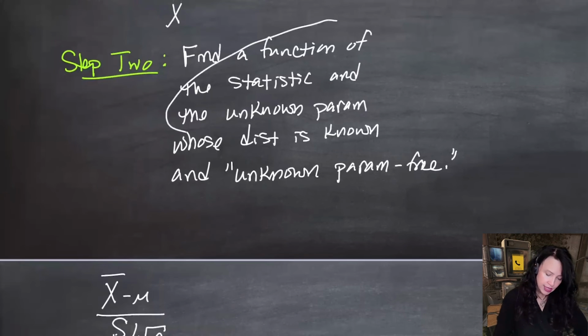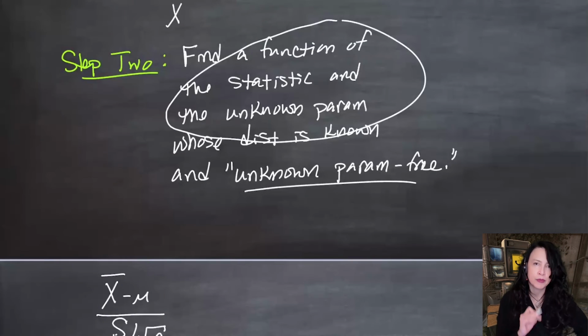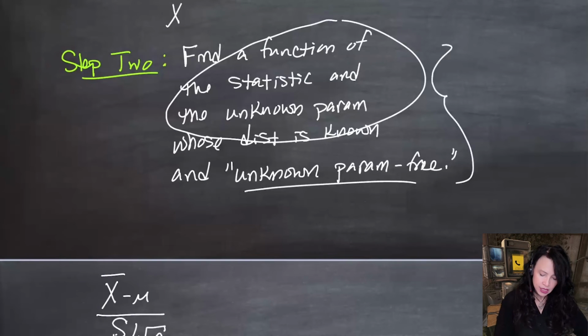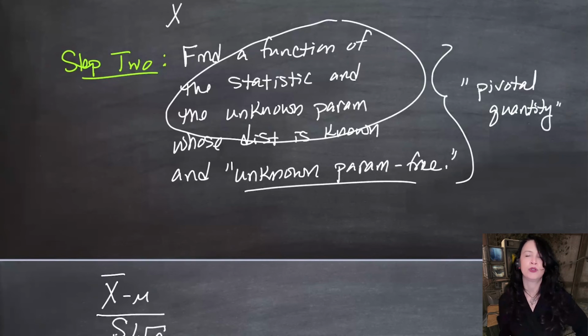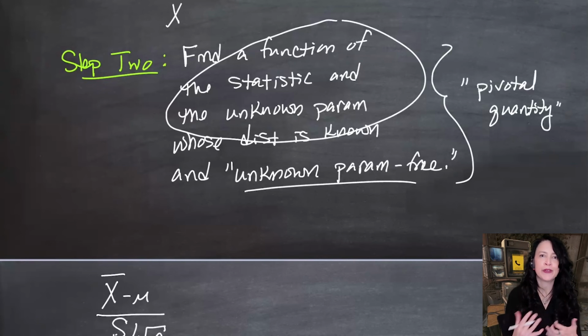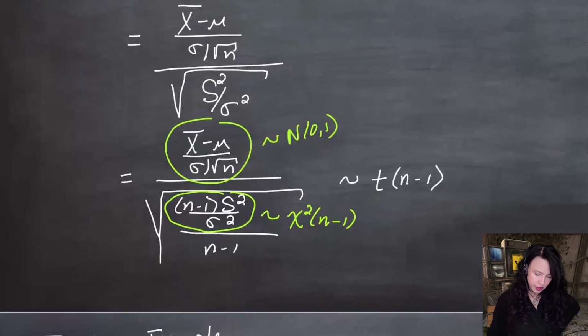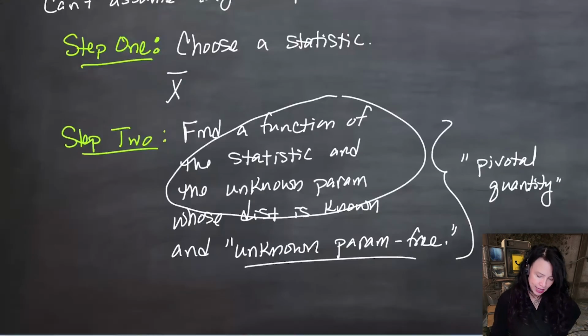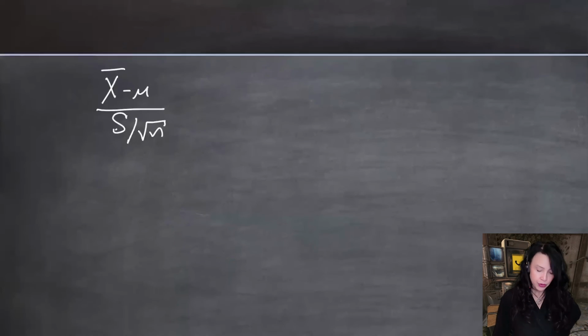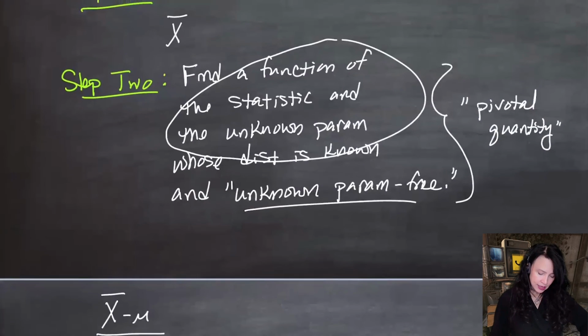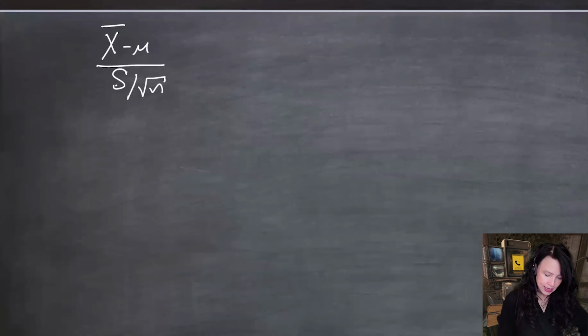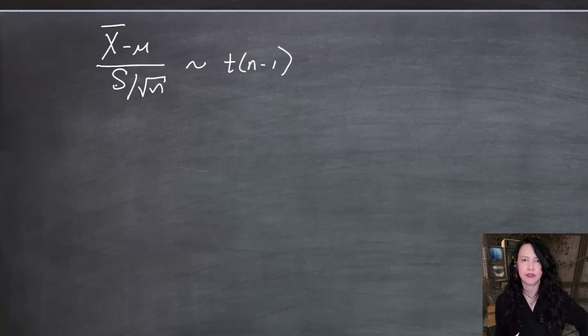This function of the statistic and the unknown parameter whose distribution is completely known to you is called a pivotal quantity. So if you see pivotal quantity in a stats book, that's what they're talking about, a statistic that has been adjusted by an unknown parameter in a way to give you a distribution that is completely known to you. In the past, we've had pivotal quantities look like this, but right now I'm going to use this one because I don't know sigma. And the distribution, what is it? It is, as we just showed for this example, a t distribution with n minus 1 degrees of freedom.